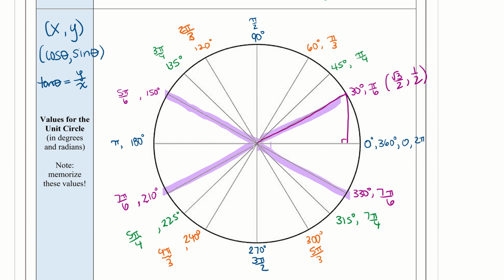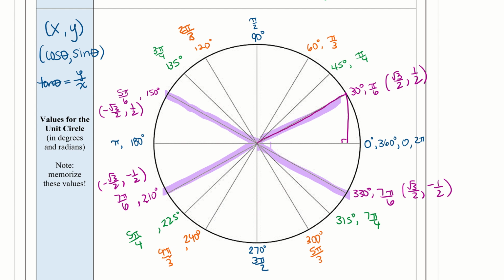In quadrant 2, a 30, 60, 90 triangle would have to start with a negative because we moved to the left. So the coordinates here for cosine and then sine would be negative root 3 over 2, 1/2. For 7 pi over 6, this would be negative root 3 over 2 and negative 1/2. Those are both going to be negative in the third quadrant. And for this one, in the fourth quadrant, we've moved to the right, but down. So we'll have a positive for the cosine and a negative for the sine.